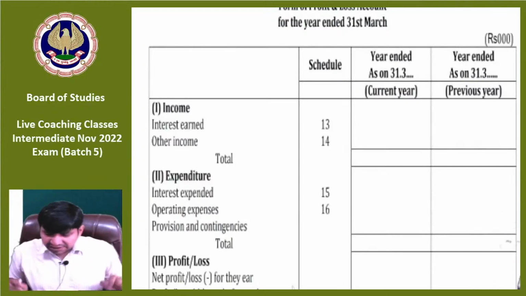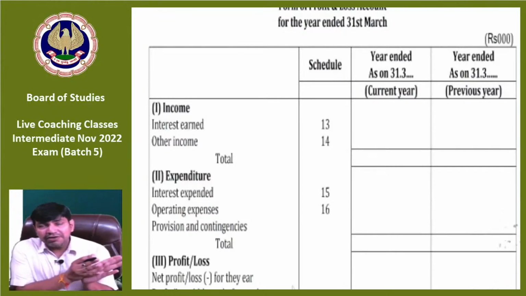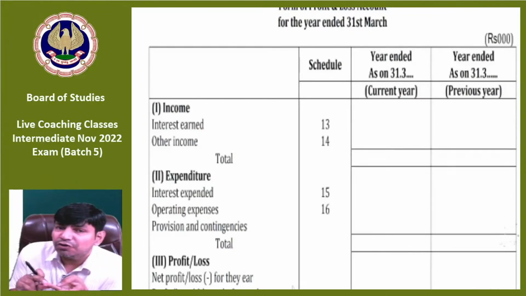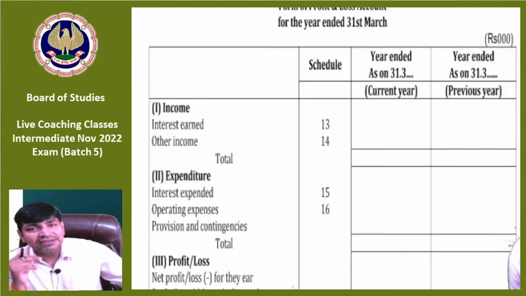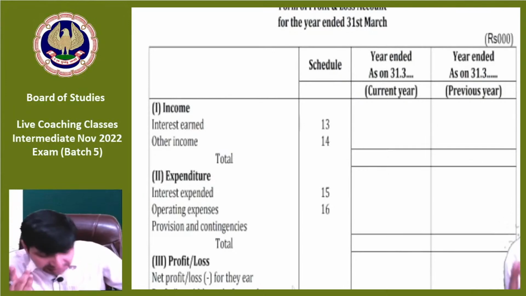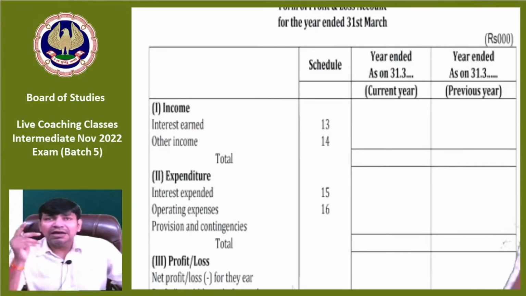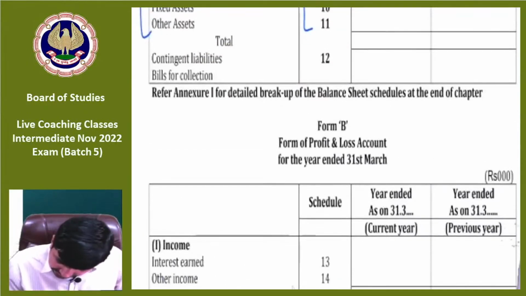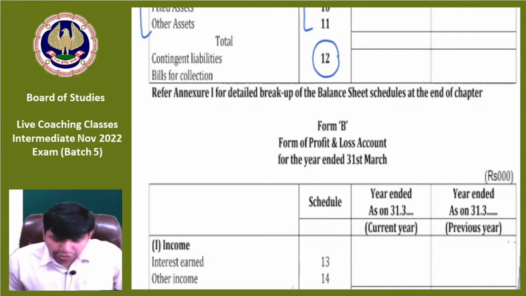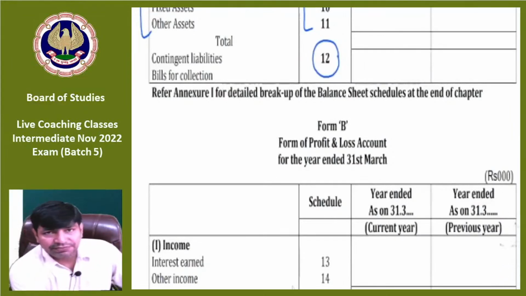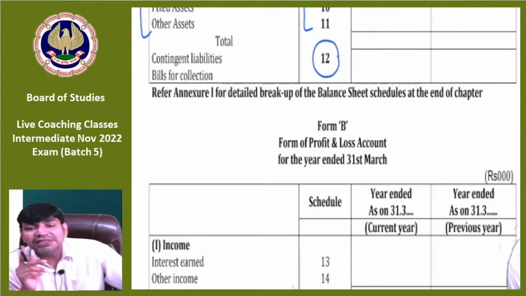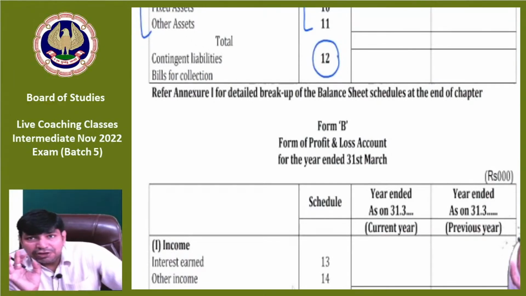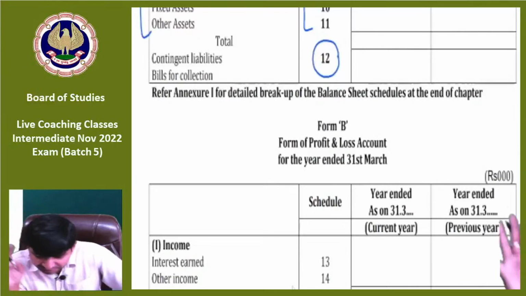Now see, this is Form B. As you know, Form A was for the balance sheet, in which the first five schedules were for the liability side, and the next six were for the asset side, and there was also a point 12 for notes to accounts containing contingent liabilities. Okay, beta. So the numbering will start again with the P&L from 13, so 13 to 16 are for this.